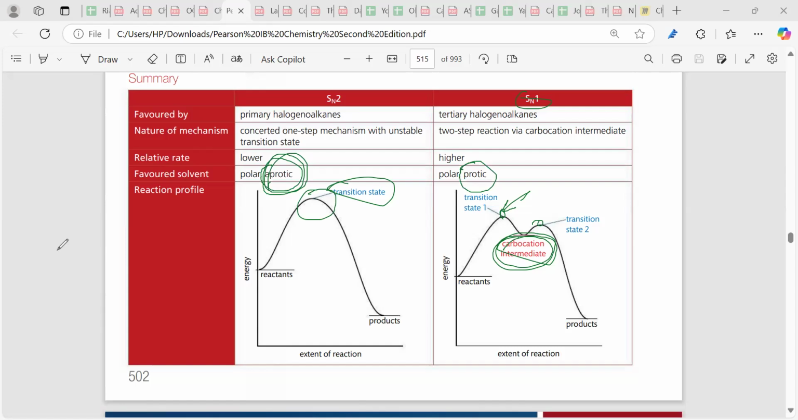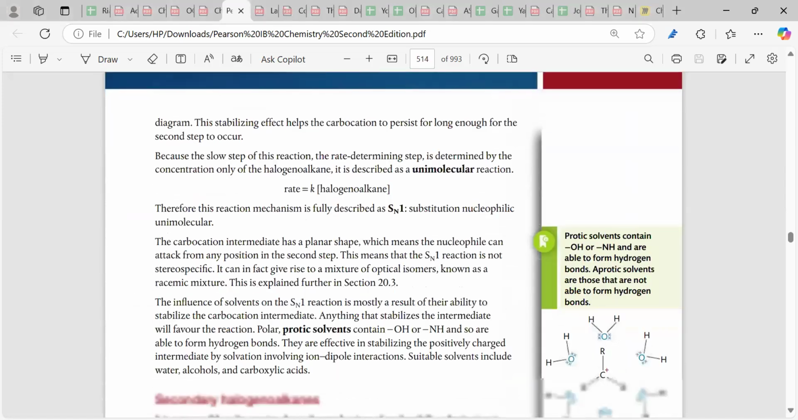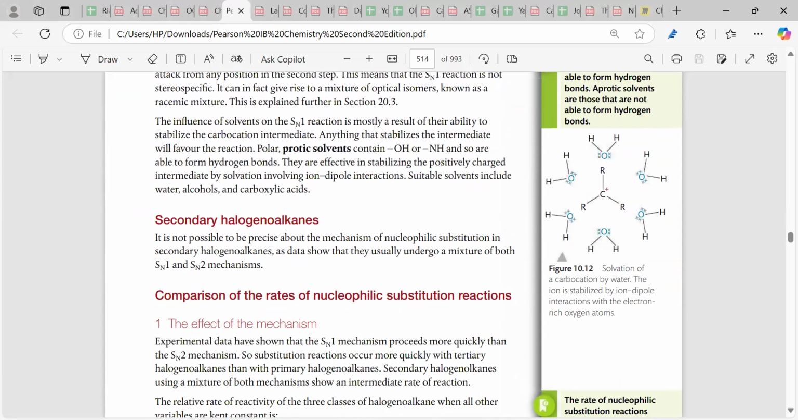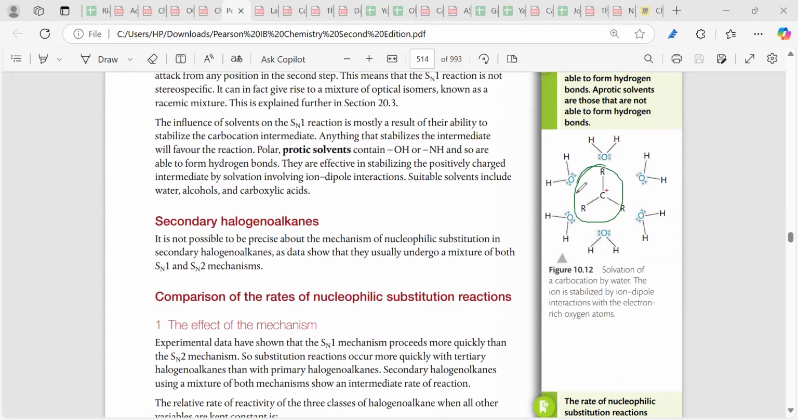I forgot to tell you, SN1 takes place in a protic solvent. Why? Because a protic solvent will be forming a hydrogen bond. This carbocation is the main species to be taken care of, right? Here, this carbocation is unstable.